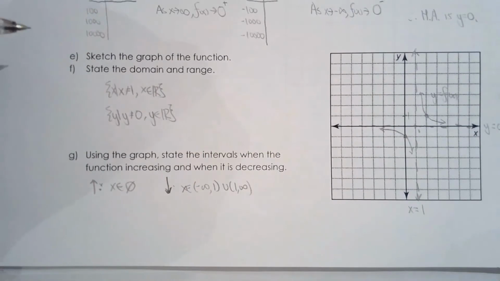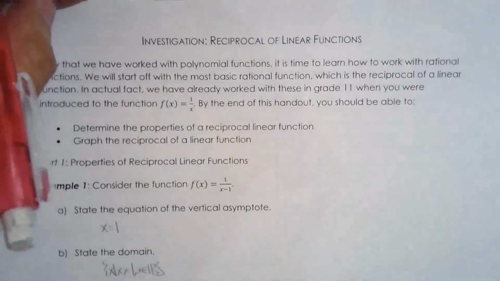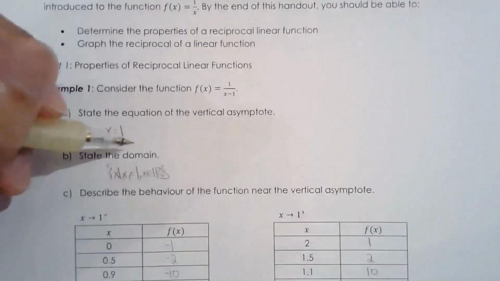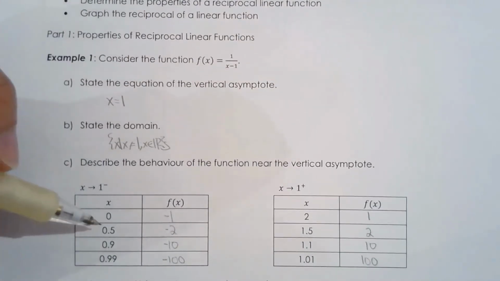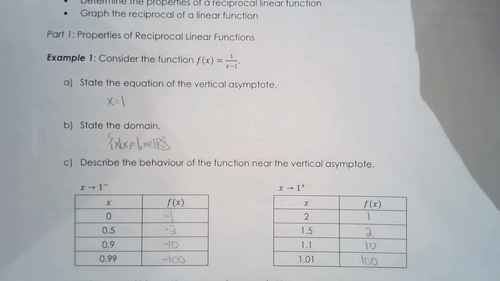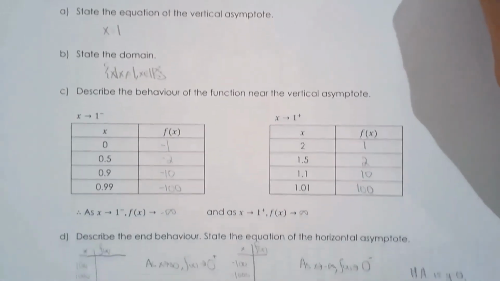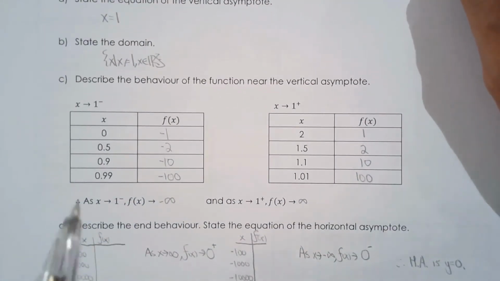All right. So that basically covers the big ideas of what we're going to do in this unit. We're going to find the vertical asymptote. We're going to find the horizontal asymptotes. And then we're going to find the y-intercept, and we're going to piece together the graph. Once you have the vertical asymptote and the horizontal asymptote, you should be able to find the end behavior and the behavior near the vertical asymptote.